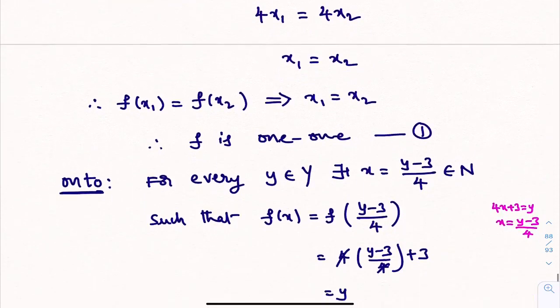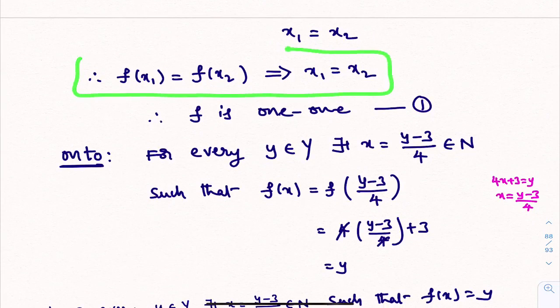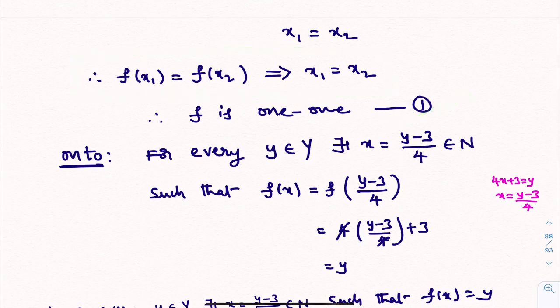I hope you are understanding. What happened: in the beginning, I considered f of x1 equal to f of x2, and I got x1 equal to x2. When I got this, I will say that the function is one-one. In exercise number 1.2 also we proved this so many times, right? So I checked that the function is one-one.